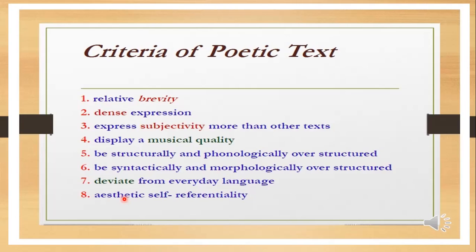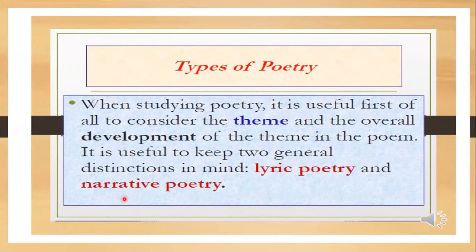So now we'll move to another topic, which is the types of poetry. When studying poetry, it is useful, first of all, to consider the theme, موضوعات, and the overall development of the theme in the poem. It is useful to keep two general distinctions in mind. We have two, according to the theme, طبقا إلى موضوعة القصائد، بإمكاننا أن نميز بين نوعين من القصائد. The first one, النوع الأول اللي هو the lyric poetry, الشعر الغنائي, and narrative poetry, الشعر السردي or القصص.